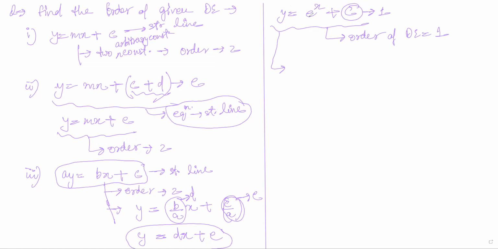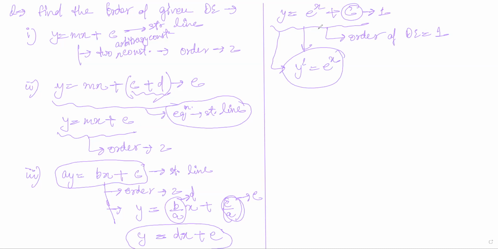Right? And how can we do that? We just have to differentiate this whole equation with respect to x. So this will become y dash is equal to e to the power x. Right? This is the differential equation of the given equation because we have removed c. Now to remove one variable, you have to use one derivative.